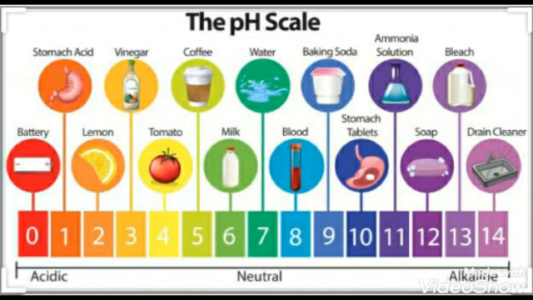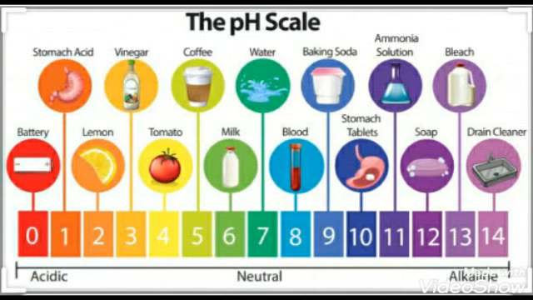What about coffee? It has a pH of 5. That means it is a weak acid and its color is yellowish green. Distilled water has a pH of 7. That means it is completely neutral and its color is dark green. As we move further, the human blood has a pH of about 8.